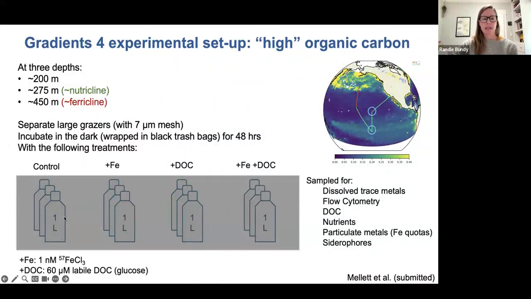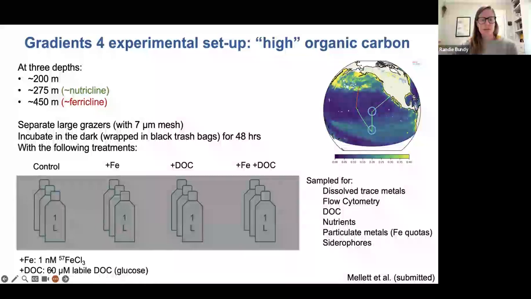Our treatments were an unamended control, a plus iron treatment where we added 1 nanomolar iron-57 iron chloride, a plus DOC treatment, which was 60 micromolar glucose, and an iron and DOC treatment, which was the 2 together. We sampled for a suite of things, including dissolved and particulate trace metals to look at iron quotas, flow cytometry, DOC, nutrients, and siderophores. We called these our high organic carbon treatments because we added 60 micromolar labile DOC.